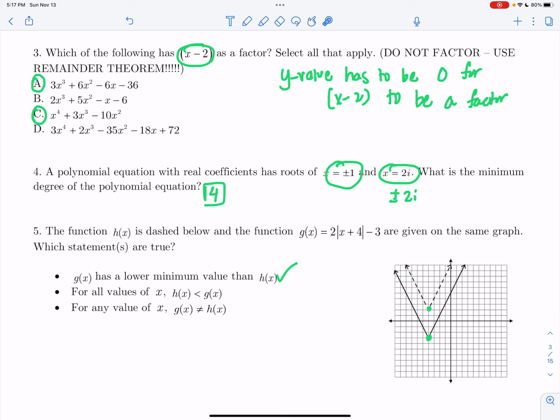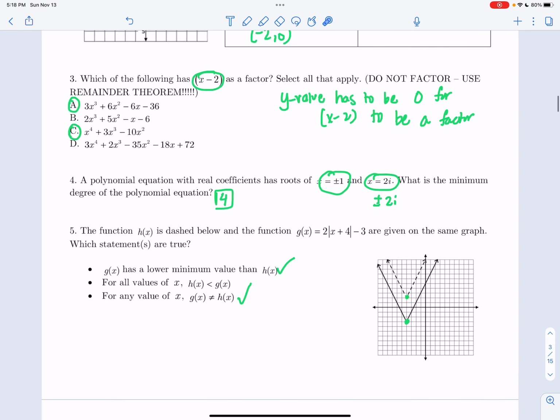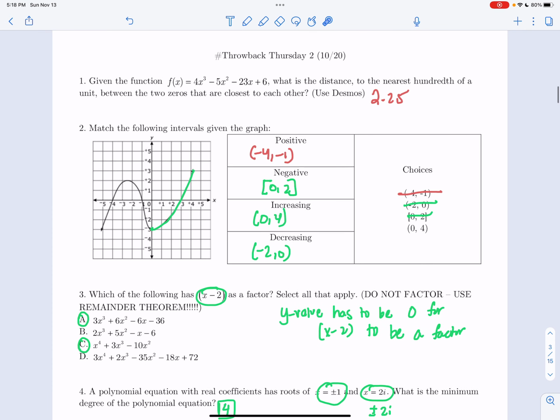And then last one, for any value of x, g of x is not equal to h of x, which is true because looking at this, you could see that it's just a translation, so you know that your lines are going to be parallel. And if they're parallel, they're not going to intersect at all. So that was problem set 2.